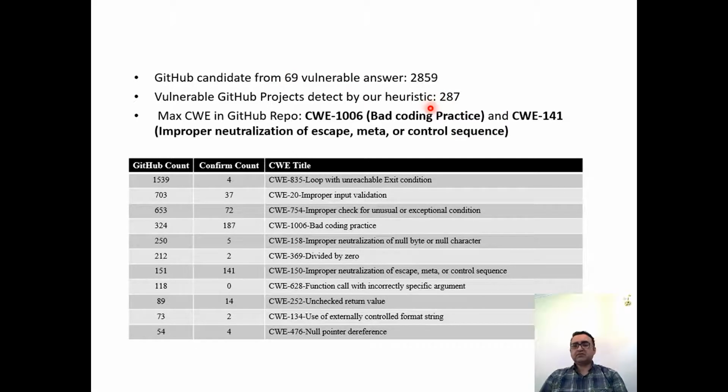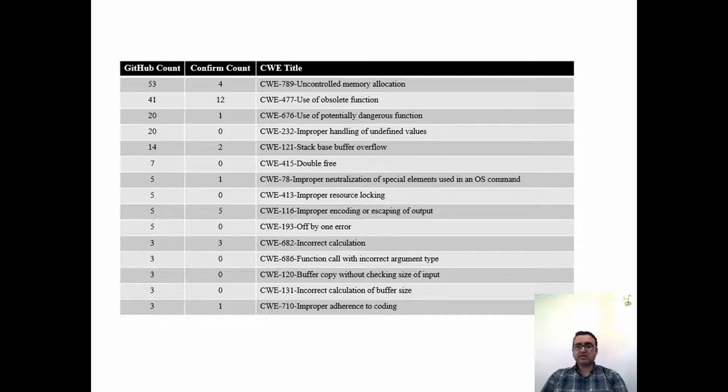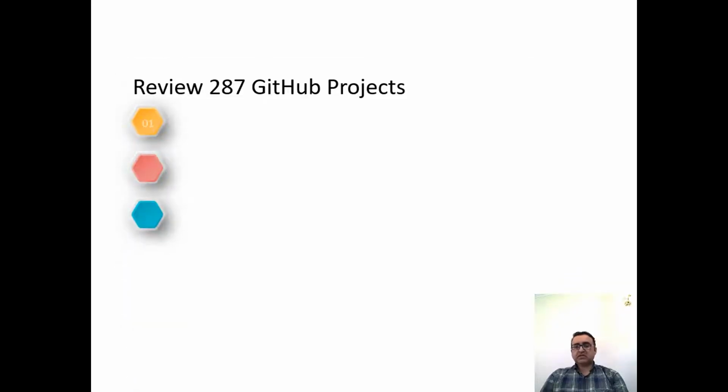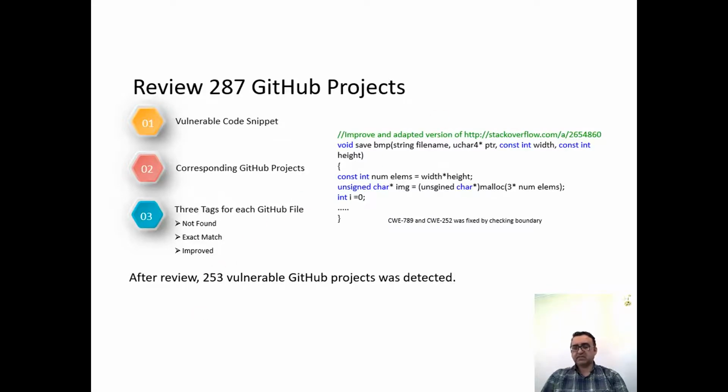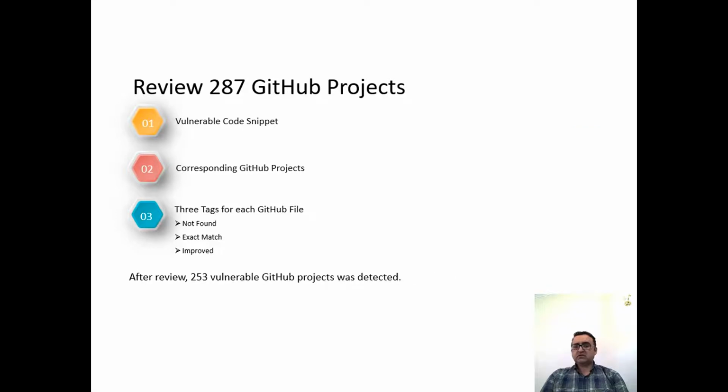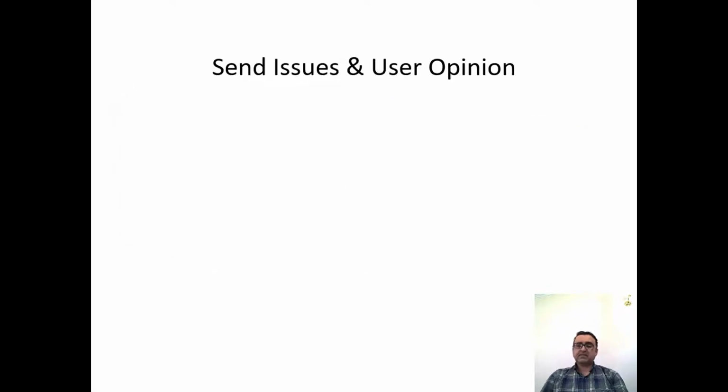And based on our heuristic, 287 of them had a very high possibility of having the vulnerability. And this is the distribution of those vulnerabilities. We actually reviewed them. We checked them one by one, and we noticed that among those 287, 253 had actually migrated the vulnerability. These are the fixed ones. These code snippets were fixed.